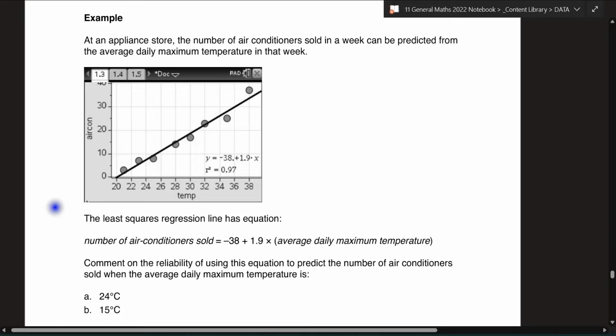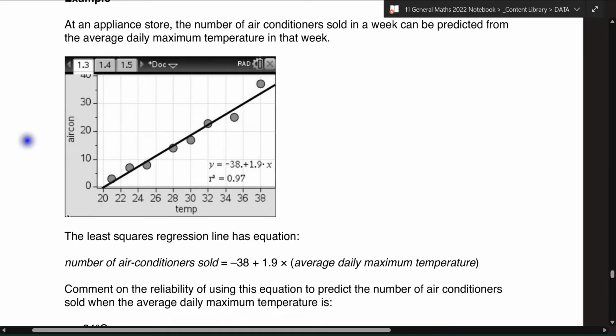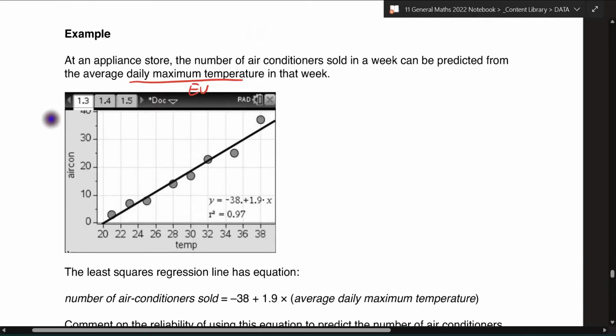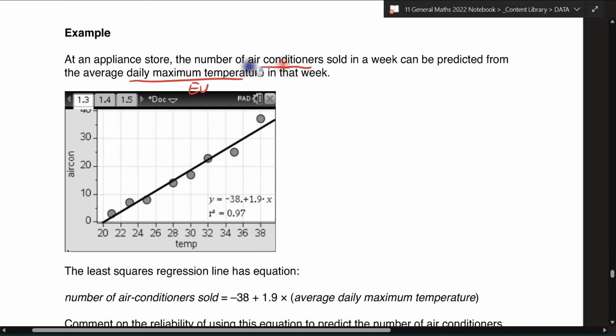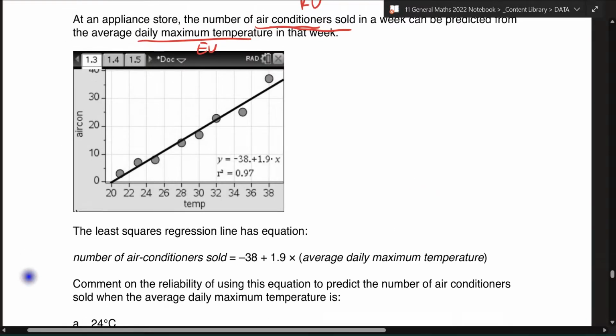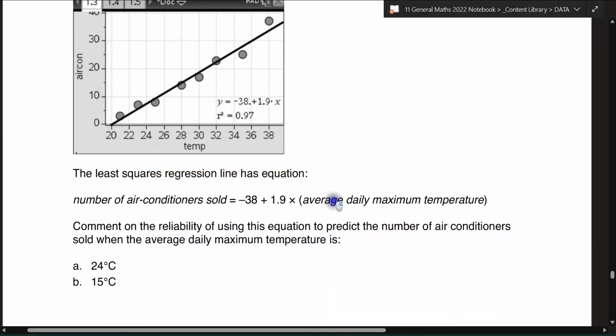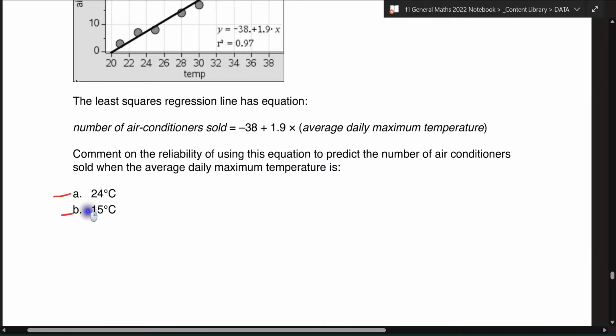All right, so according to this, in an appliance store, the number of air conditioners sold each week can be predicted from the daily average maximum temp in that week. So the temperature is going to be, remember that's the EV, and then the air conditioners sold, aircon sold, will be the RV. Okay, just keep that in mind. The least squares regression line has this equation. So this is our equation right here. We're going to use this equation now to make a prediction based on these temperatures, and then we're going to comment on the reliability of it.